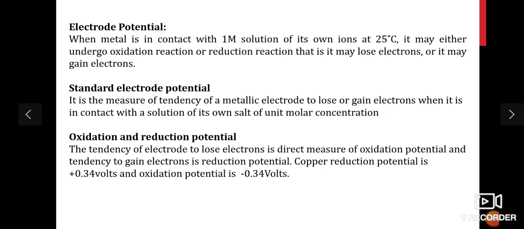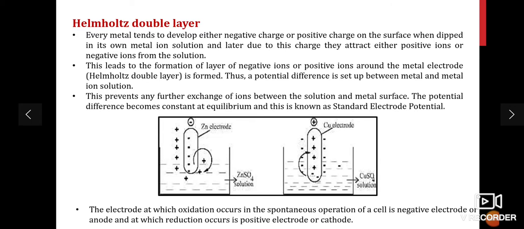The copper reduction potential is plus 0.34 volt and the oxidation potential of copper is minus 0.34 volt. So what is the Helmholtz electrical double layer? This is a very important term in electrochemistry. Every metal tends to develop either a negative charge or a positive charge on the surface when it is dipped in its own metal ion solution. For example, if you dip a zinc metal in zinc sulfate solution, it will develop a positive charge or negative charge on the surface.